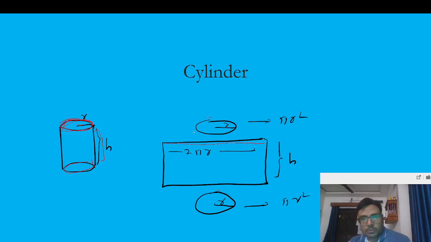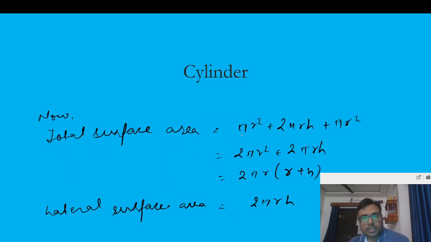So to calculate the total surface area, you calculate the area of this circle, area of this rectangle, which is length into width, and area of this circle. So what we will get? Total surface area we get pi r square plus 2 pi r h plus pi r square. 2 pi r square plus 2 pi r h. You take the common 2 pi r from both of these. So it will be r plus h. So total surface area of cylinder is 2 pi r (r plus h). Okay, this you have to remember, total surface of cylinder 2 pi r into (r plus h).